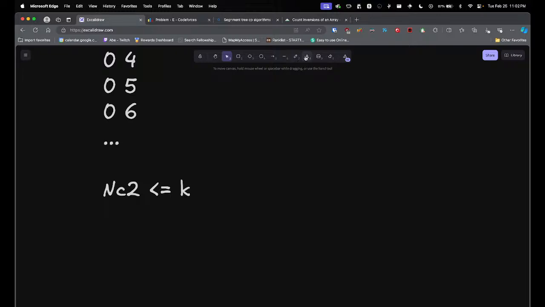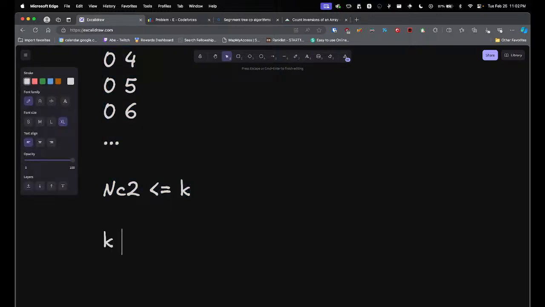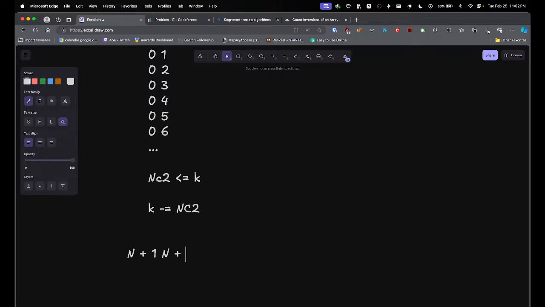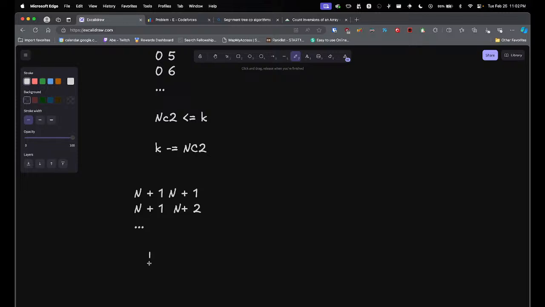And after this, what do I do? k minus equals NC2. And then I start with the next number, starting from n plus 1, n plus 1, then n plus 1, n plus 2, and so on. This will also go till some NC2 less than or equal to k. And I can just keep on doing this till k equals 0.